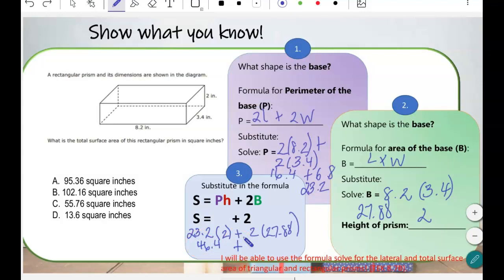Go ahead and use a calculator for the next one. 27.88 times 2 will give us 55.76. And then add those two together to get the total surface area. You can use your calculator. 55.76 plus 46.4 is 102.16. So it's this one.